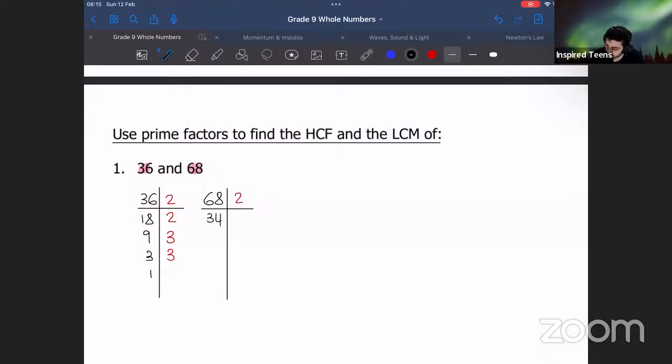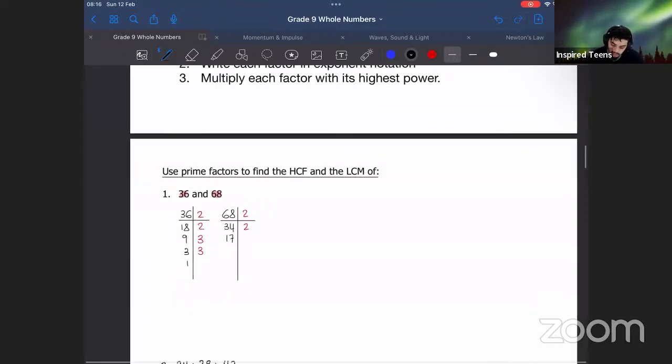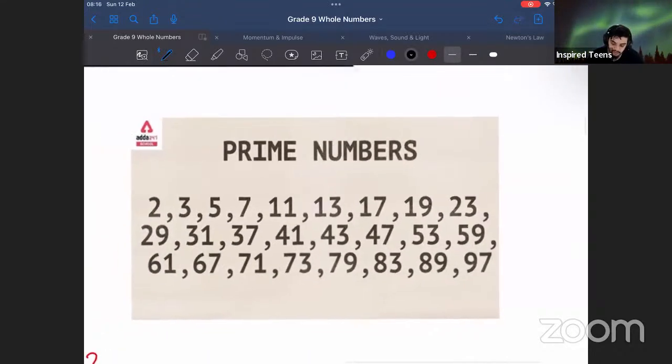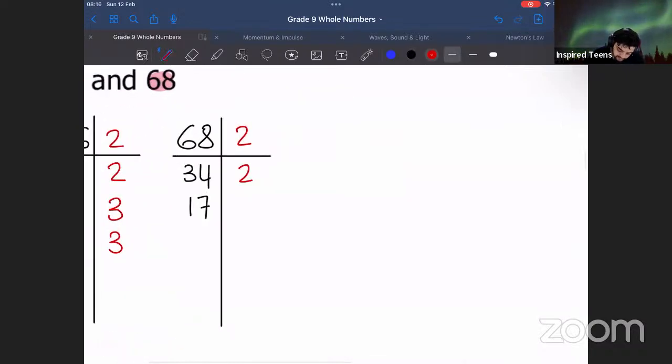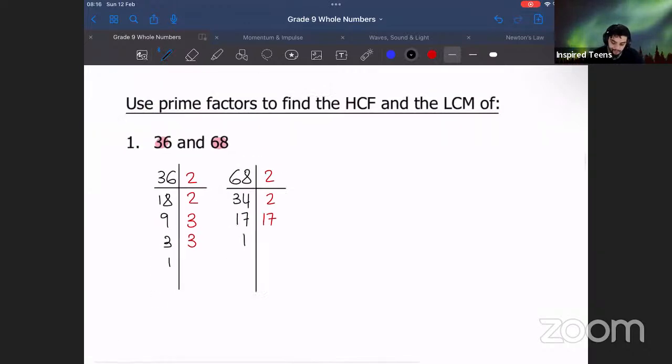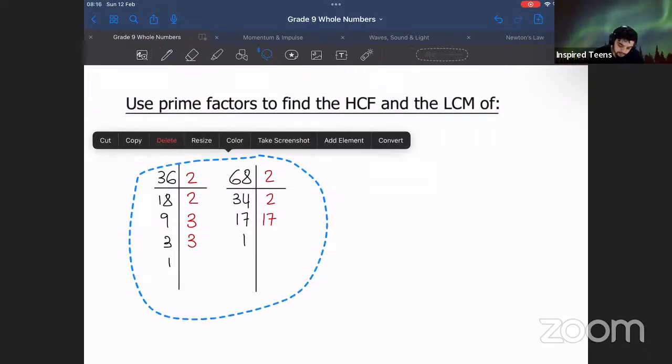I can divide 34 by 2, and I get 17. Now 17, I can't divide by 2, that's an odd number. Let's go see if there's any. Okay, 17 itself is a prime number, so of course it's not going to have any factors besides 1 and itself. So the prime number that I can divide 17 by is actually itself, and I'm left with 1. Okay, let me just copy this for LCM.